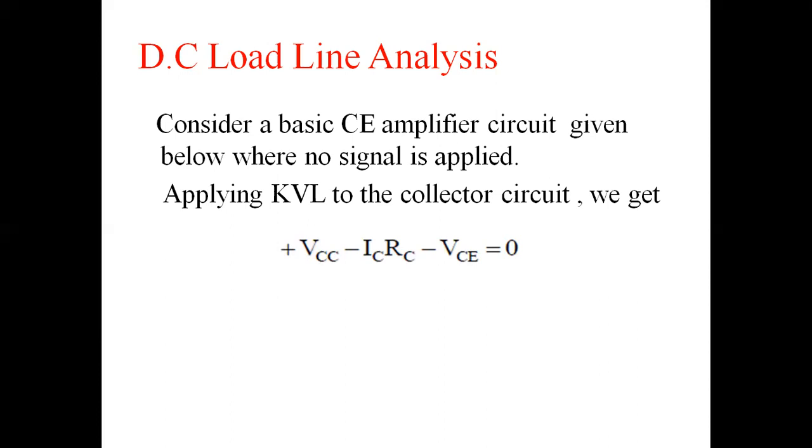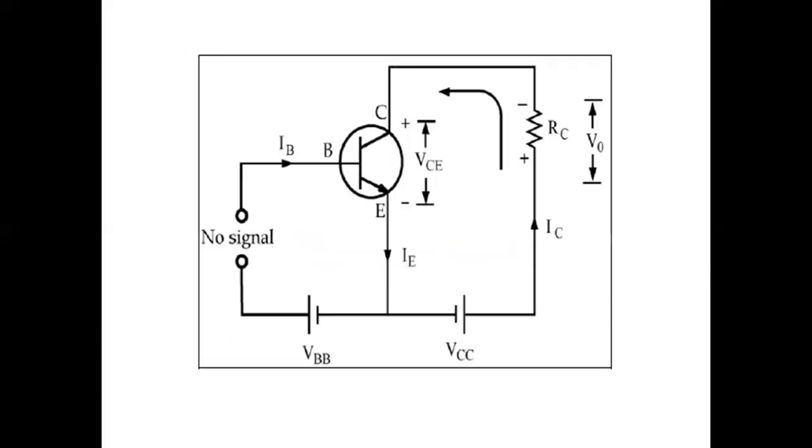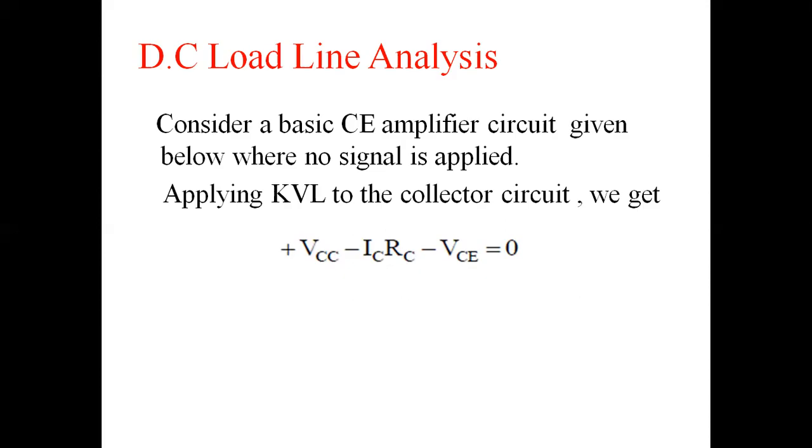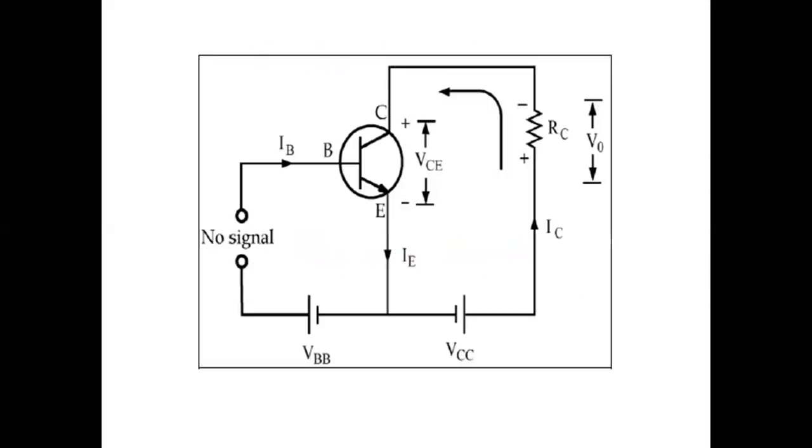Let me first show the circuit diagram, then we'll move on to the equation. Consider this circuit. Here we are going to do DC load analysis. For this, we consider a common emitter transistor circuit where there is no signal. There is no AC signal connected to the base of this transistor. So we are just considering the DC values, that is VBB as well as VCC. By considering the DC values only, we are going to analyze this load line.